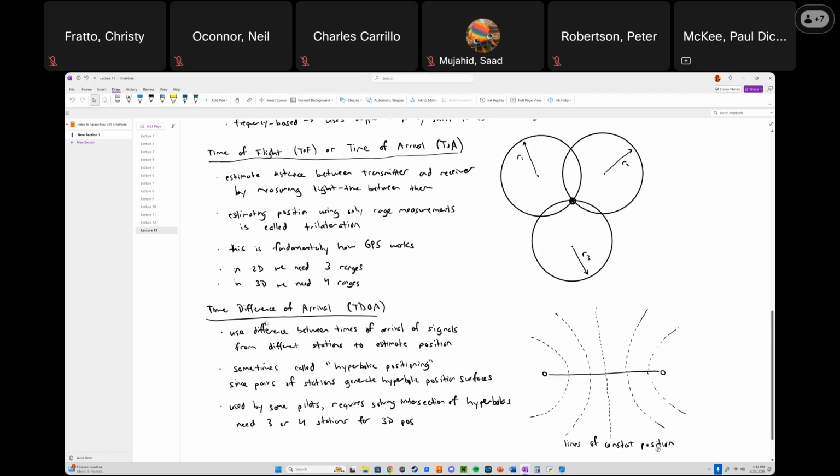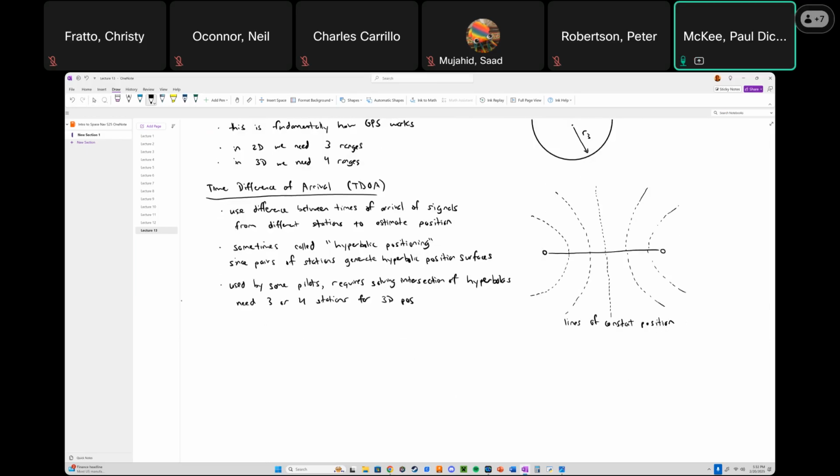Okay, the next one I want you to know about is called very large baseline interferometry, which is just a whole mouthful. Very large baseline interferometry, or VLBI. This is one that when I'm doing research, I keep seeing VLBI mentioned. I'm just like, oh, cool, there it is again.